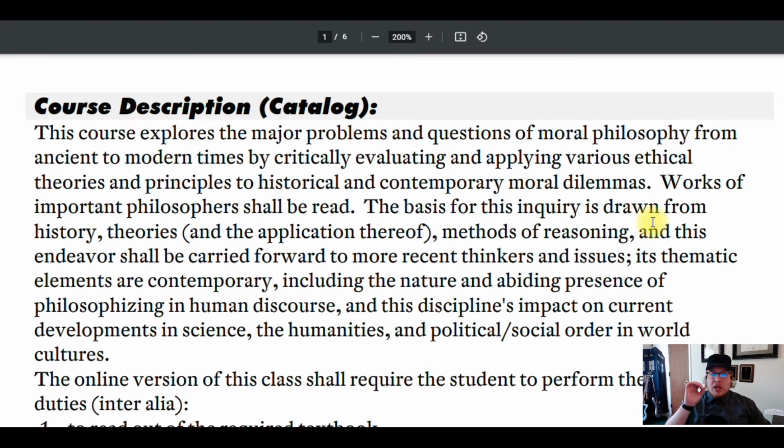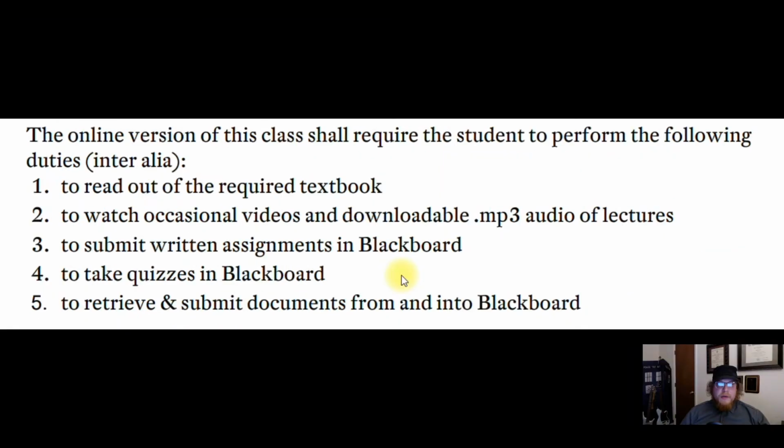Then, here are the things that you need to do for this online version of the class. First thing you're going to have to do is read out of the required textbook. The required textbook for the course on the next page is Louis Pojman's Moral Philosophy, 4th edition. Granted, most of the texts that we're going to cover in here actually are in the public domain, so you can look them up online for free, but you will need to read them. I'll spend some time going over them in depth in some videos in the course. Which brings me to the second point.